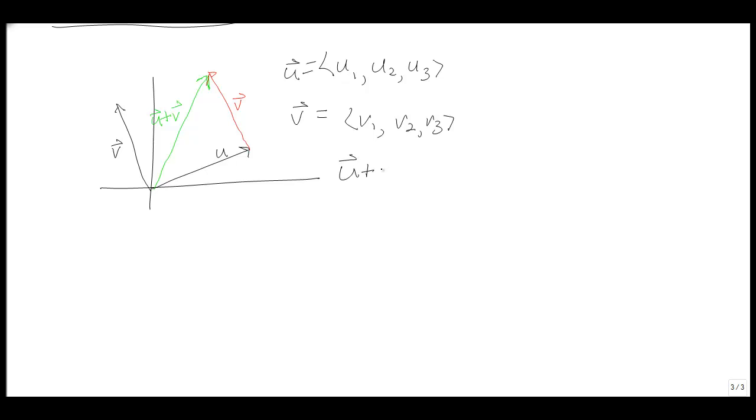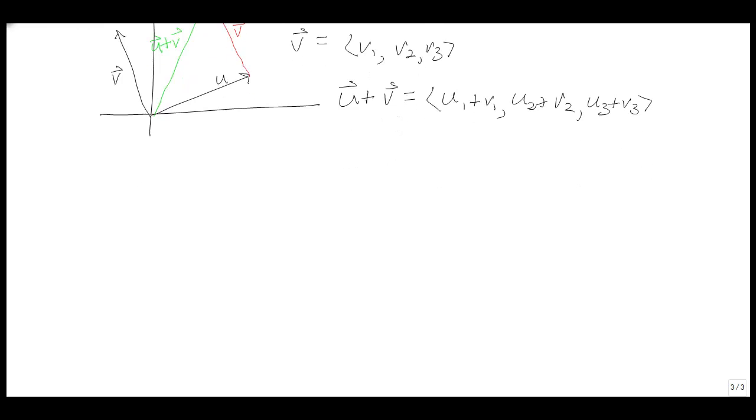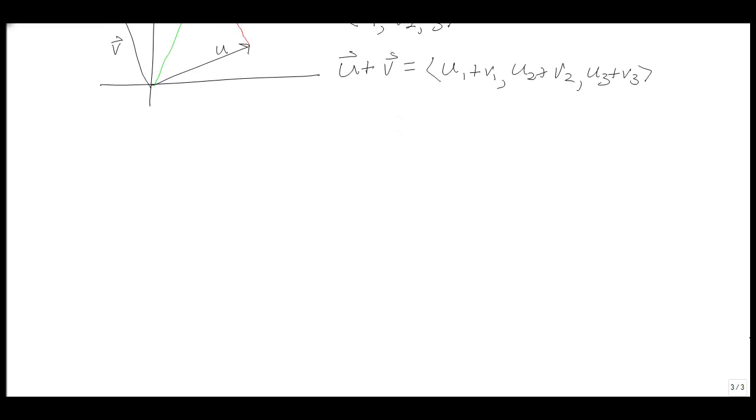And then in this case, for u plus v, all that happens is we add component-wise. So we get u1 plus v1. The second component is going to be u2 plus v2. The third component will be u3 plus v3. So we have an arithmetic rule for vector addition here, and there's a geometric rule as well. Now we can do scalar multiplication.